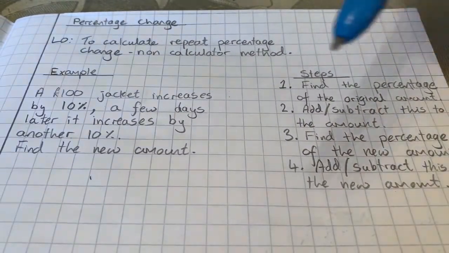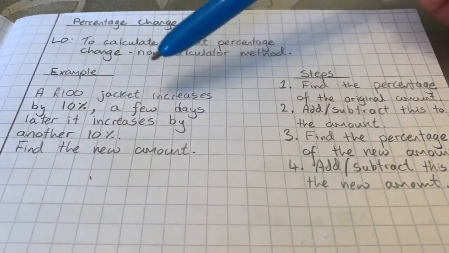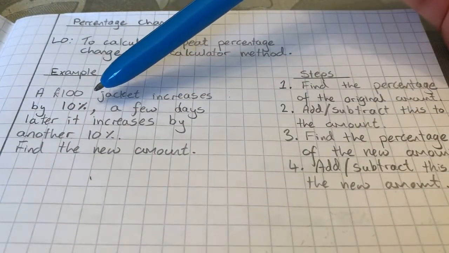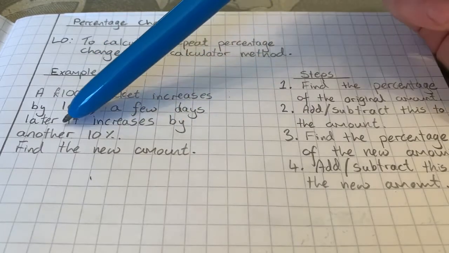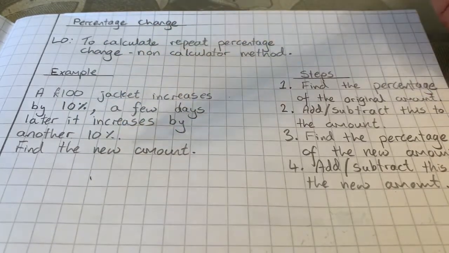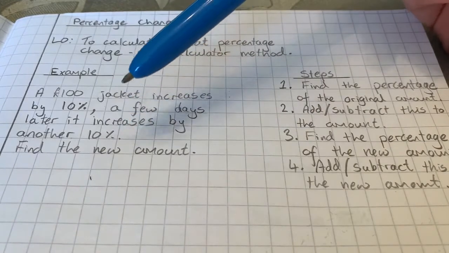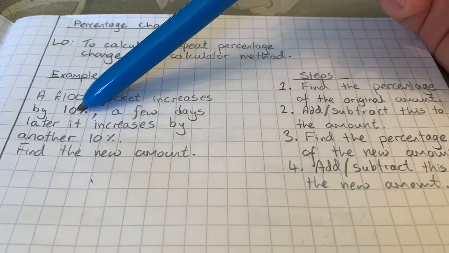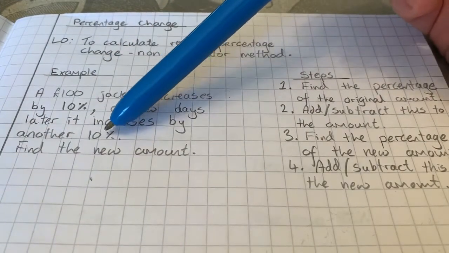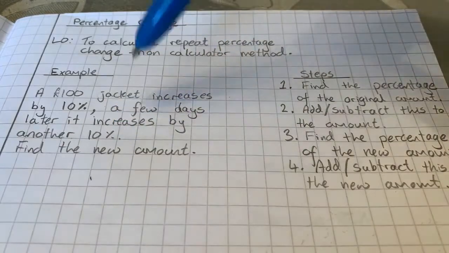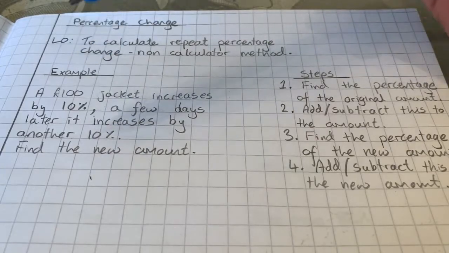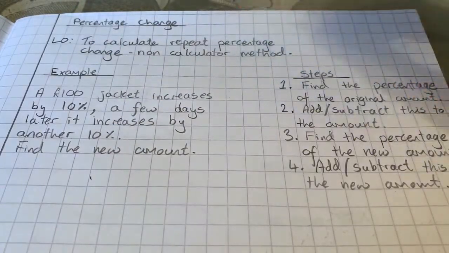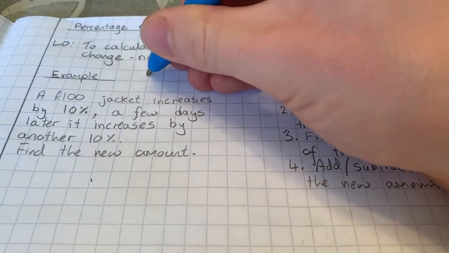Now I've got here a £100 jacket that increases by 10%. A few days later, it increases by another 10%. Find the new amount. Now, what is key about this is it's increased by 10% and then it's increased again by 10%. It's not just adding 20%. It is different to adding 20%, because hopefully you know, or you know now.